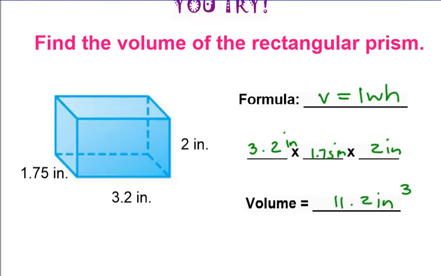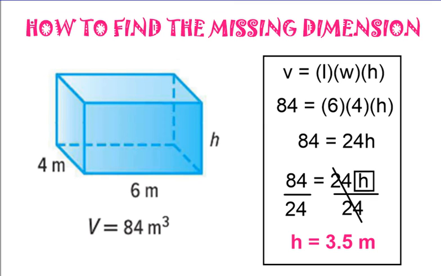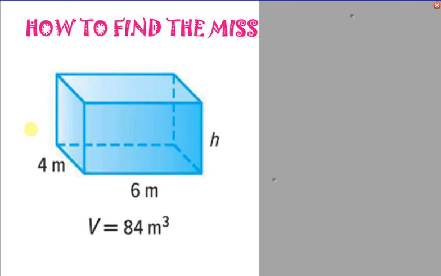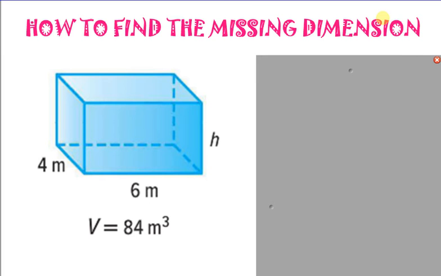All right, it's at this point in the video where if you're not understanding it, you need to stop and go back. We're going to get a little bit harder, and what I'm now going to do is have a missing dimension. I'm going to give you the volume, but you're going to be missing one of the other parts of the formula. Okay? All right, so I'm going to do this here. So how to find a missing dimension.